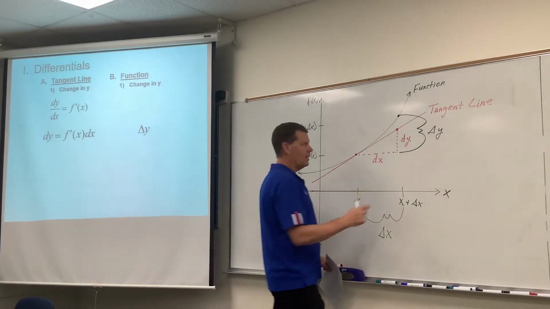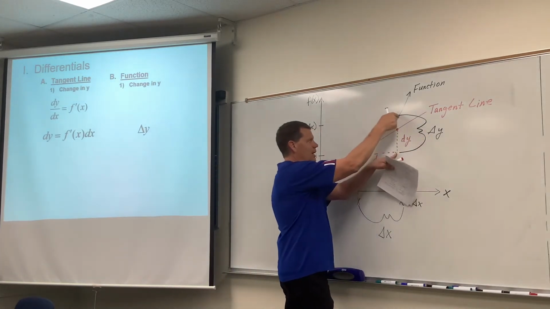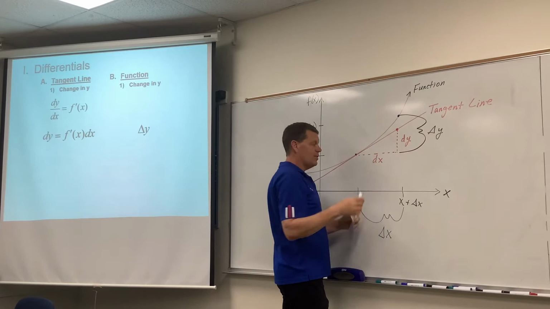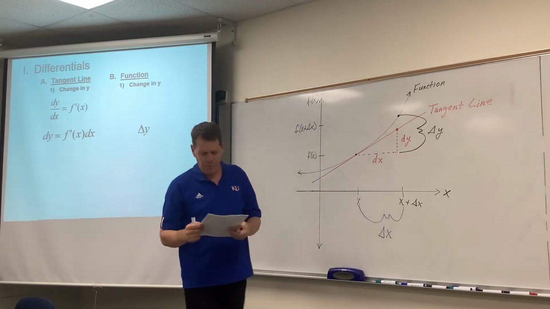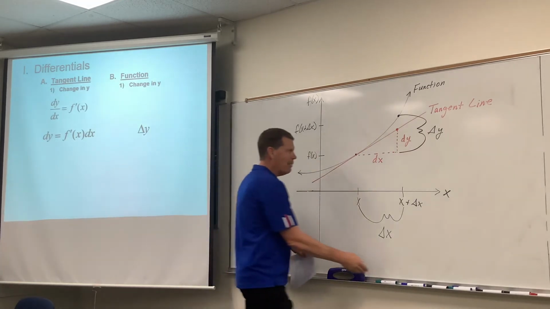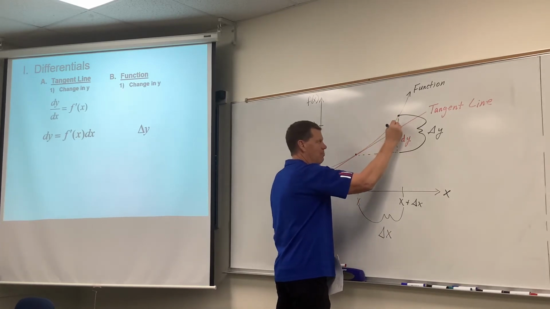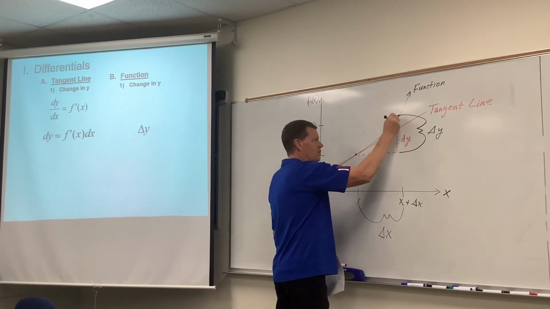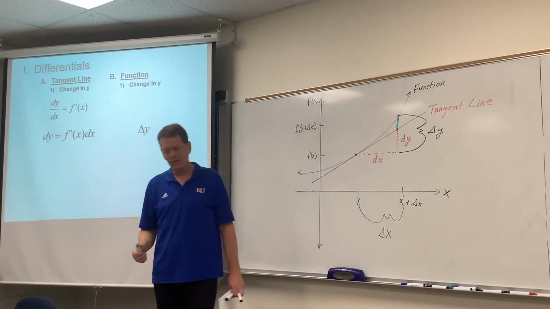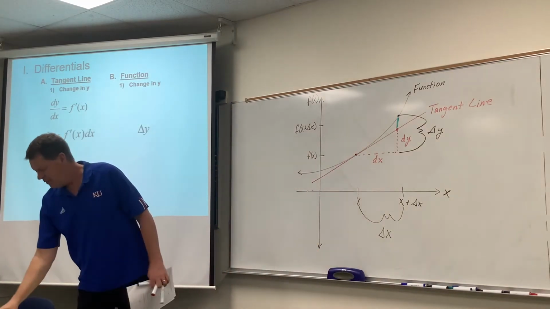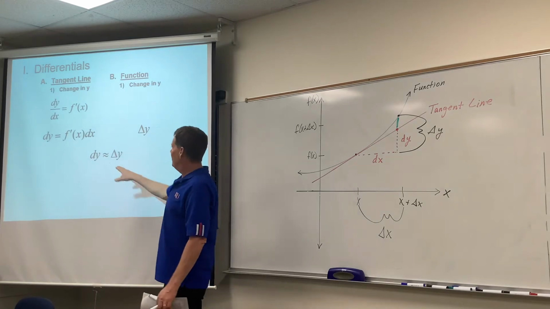All right, we're going to talk a little bit later about how delta y and dy aren't going to be the same, are they? In fact, let's go ahead and put that there. There's going to be a gap between the change on the curve and the change on the tangent line, this gap in here. All right, so the dy and the delta y aren't always going to be the same. In fact, they're approximate to each other.